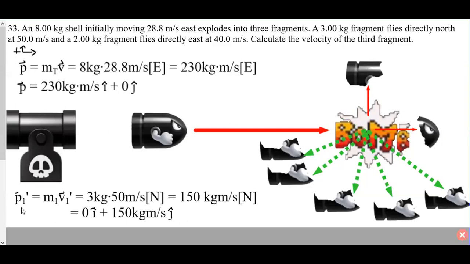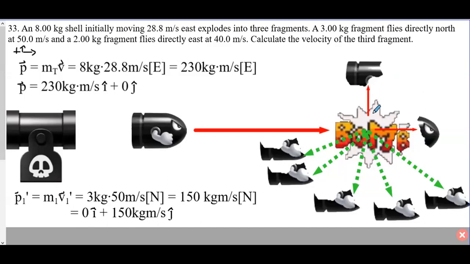The first fragment is momentum 1 prime, so that's after the explosion, broken down to its individual mass and its velocity prime. I know it's 3 kilograms at 50 meters per second north, and you can just do that quick math and you should end up with this. It's going directly north, so that's 0 in the X, 150 in the Y.